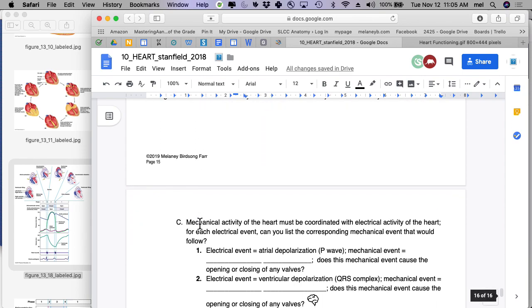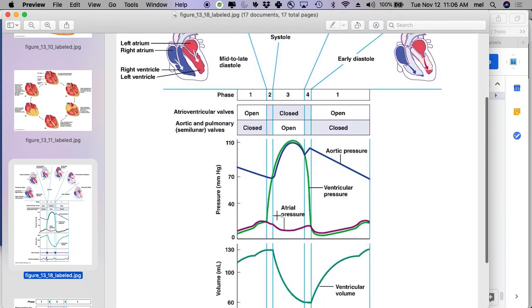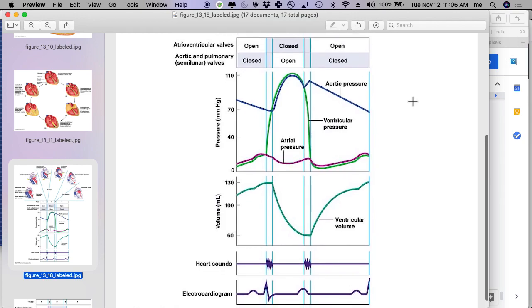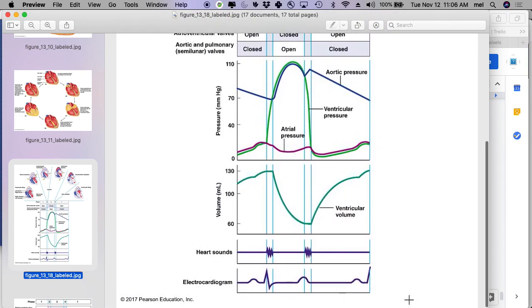Okay, so the last thing on this before we get into the clinical connections is coordinating mechanical activity with electrical activity, because you did ECGs in lab. We'll do it the simple way. They also have it here: the ECGs are coordinated right here, heart sounds are right here, ECGs are at the bottom, and this is tracking pressure and the position of the valves. It's not really as hard as it originally looks. The ECG is right there on the bottom.